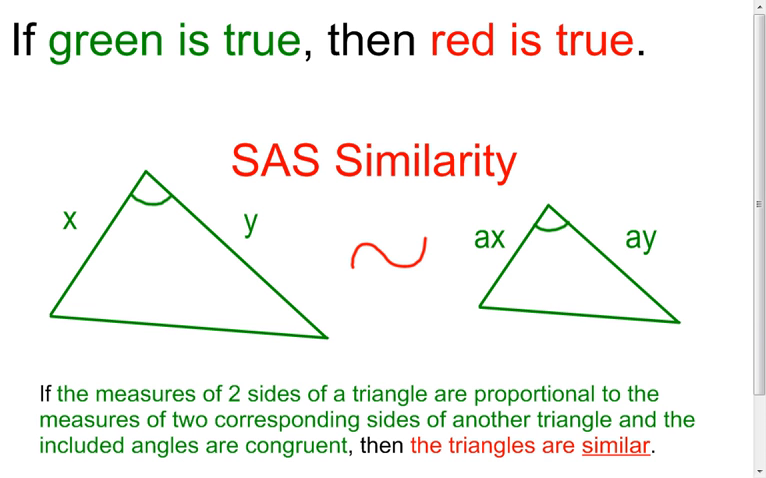Again, be careful with this one. Don't confuse it with the SAS that says the 2 triangles are congruent. There's a difference. In this one, the sides are proportional. In the congruence one, the sides are congruent. And that's going to conclude the lesson portion of the shortcuts, or what I call the shortcuts, to proving triangles similar.